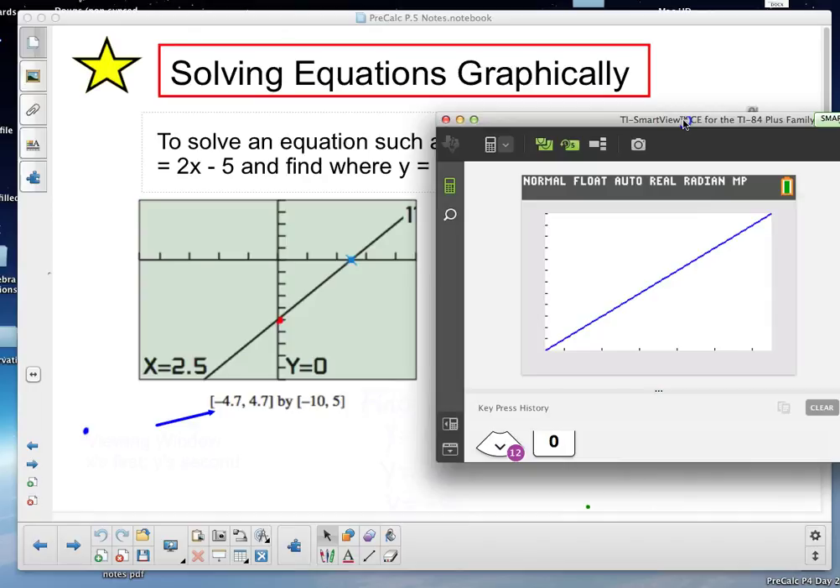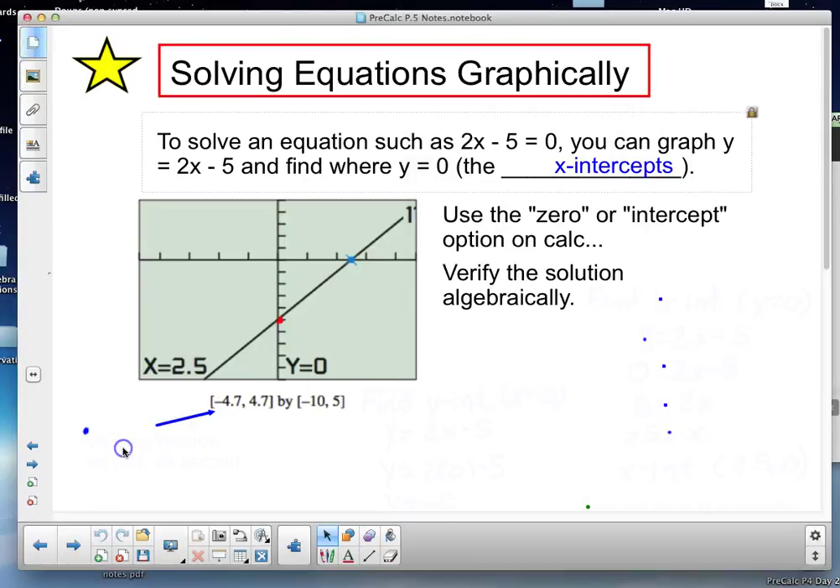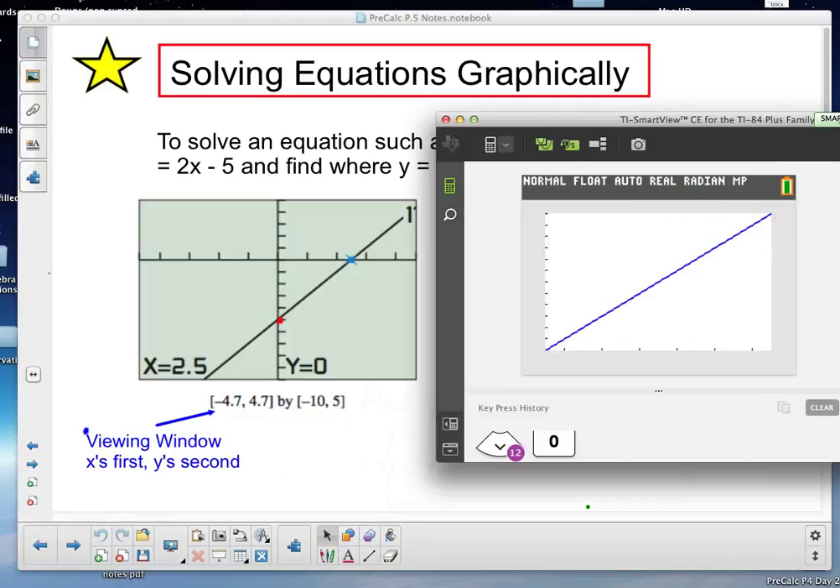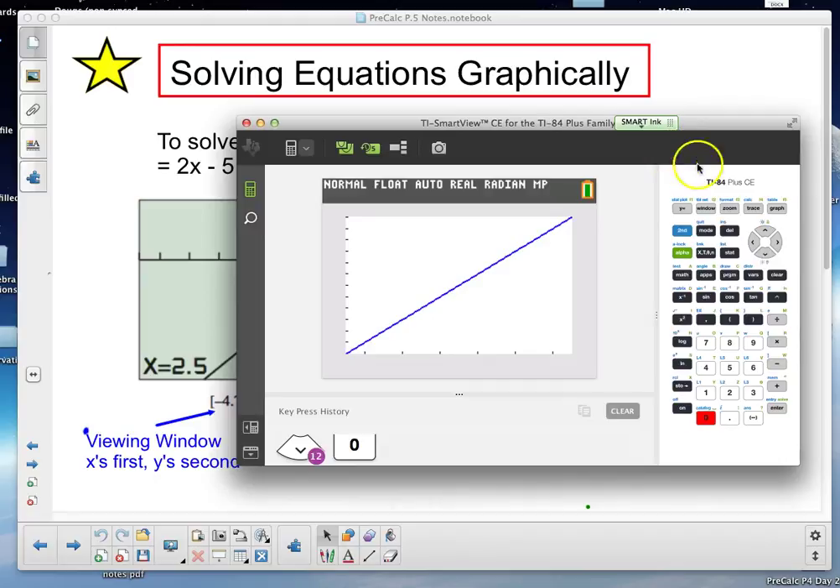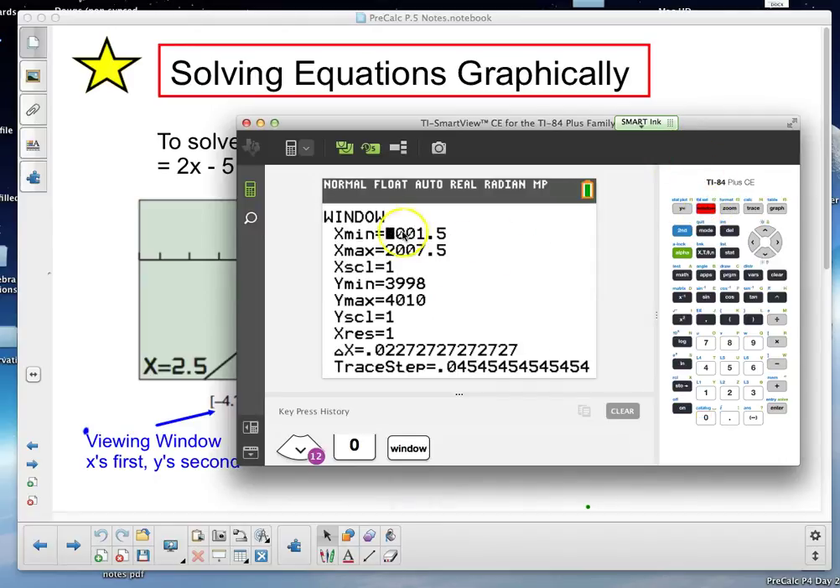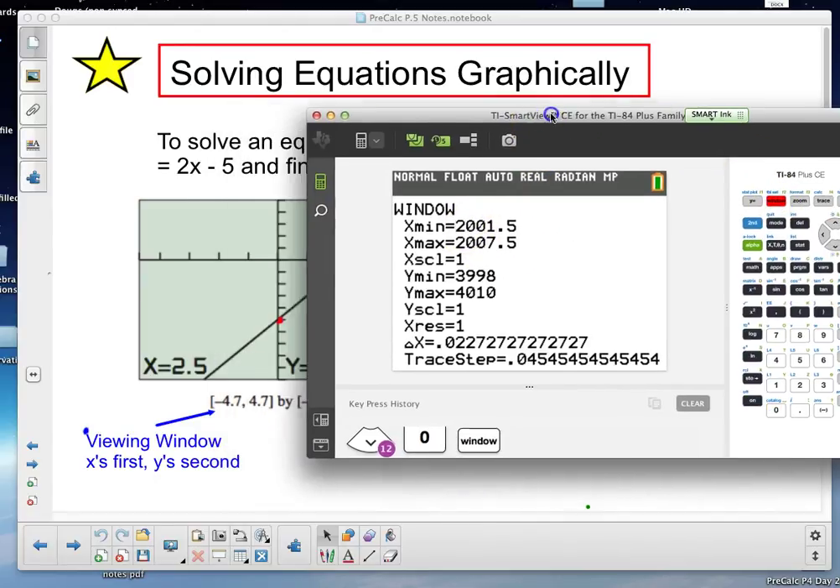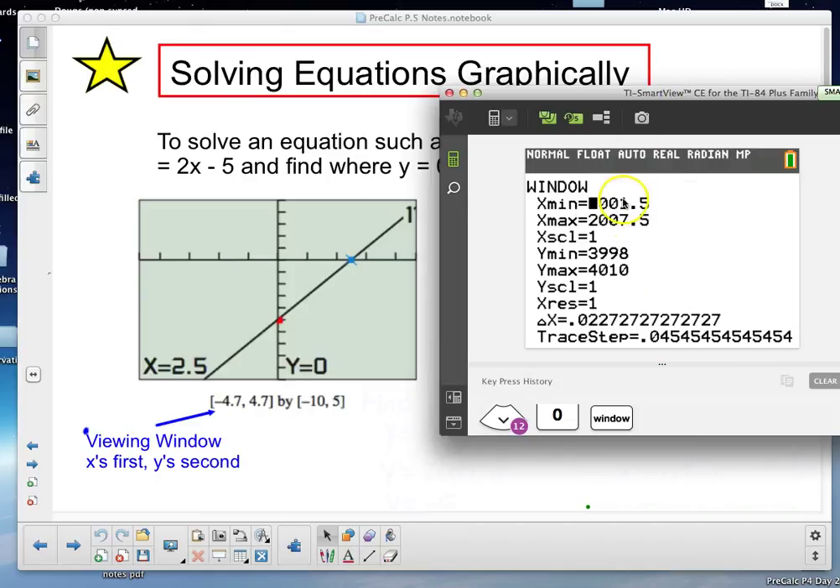Well, let's talk about the window itself here. So I got a viewing window. X's are first, Y's are second. So I'm going to put my X's first. I'm going to hit window in my graph. So I'm going to go here and hit window. And then I'm going to change it. And wow, look how big that window is. So although my graph fit in my window, it wasn't quite the window I was interested in.